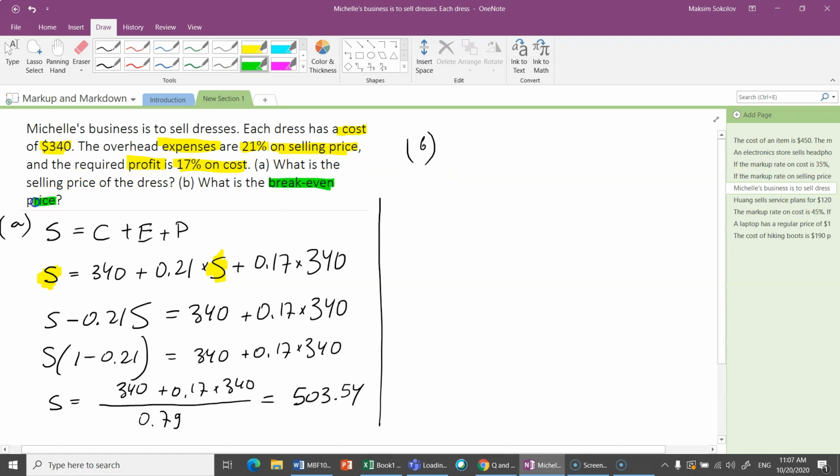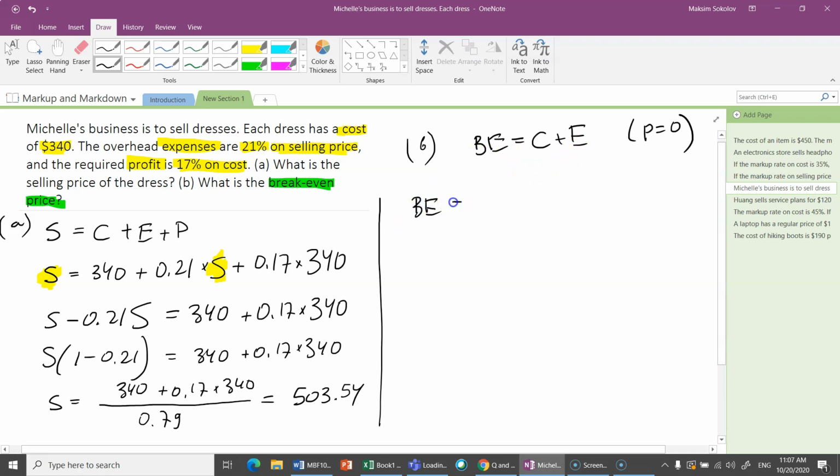What is break-even price? Break-even price is the price which consists of cost and expense. So when you sell a product at break-even price, your profit is 0. You don't make any money and you don't lose any money. When you sell the product at break-even price, you return the money you paid for the product and the money you also spent to make that sale of the product possible. What we need is the cost and expense to find the break-even price.